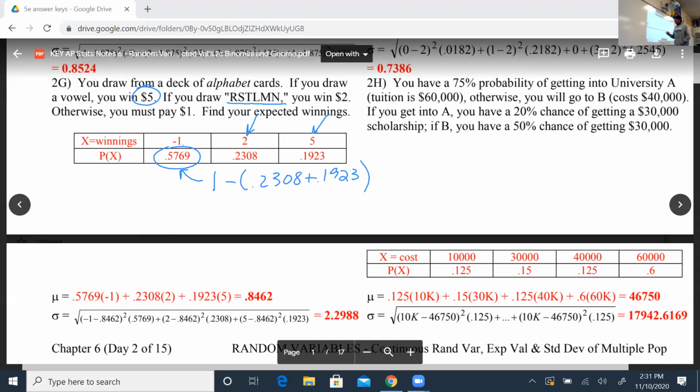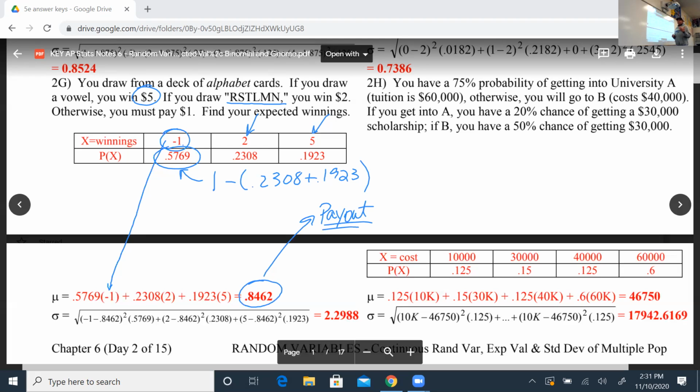So the mean of this, now keep in mind there's a negative number here because you lost $1. So when you do the mean of this, you're going to take every individual probability and multiply it by X, and you're going to end up with 0.8462. This is often called payout because we're dealing with money.